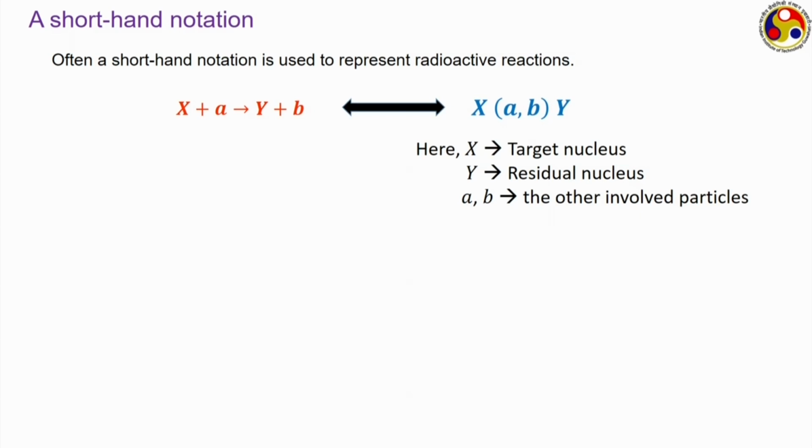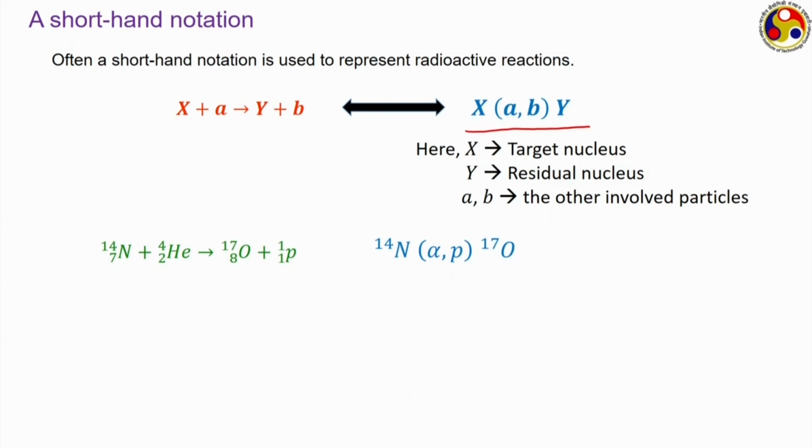Now, a shorthand notation which we often use in this particular field: suppose we have a reaction involving a parent nucleus X which is being struck by some particle small a, leading to formation of a daughter nucleus Y and also some kind of particle or say energy b. Then we often represent that in a formation like this, where X is the target nucleus or the parent nucleus, Y is the daughter nucleus, and a and b are the other involved particles, which actually can be energy like a gamma photon also.